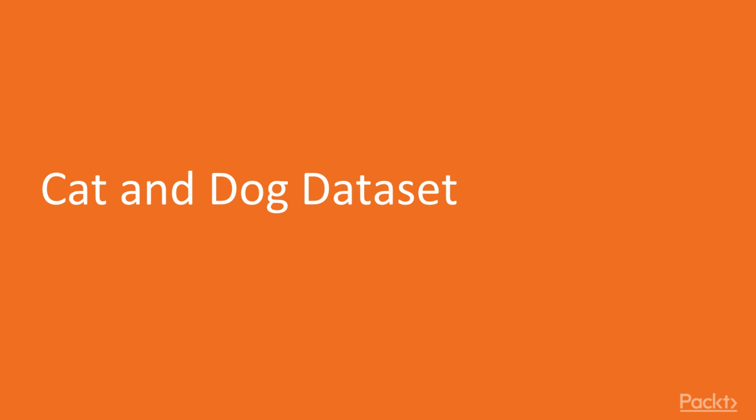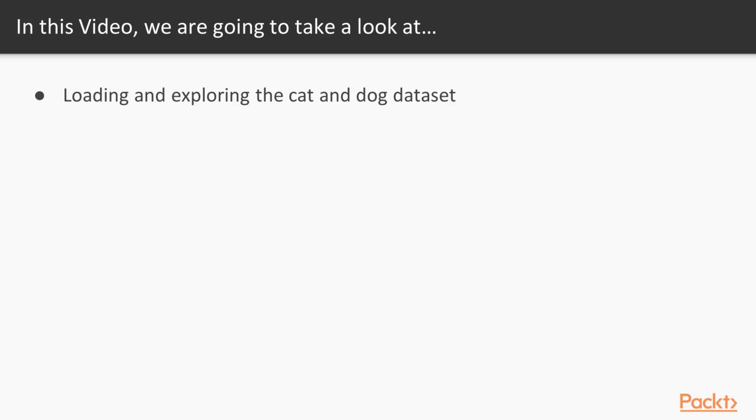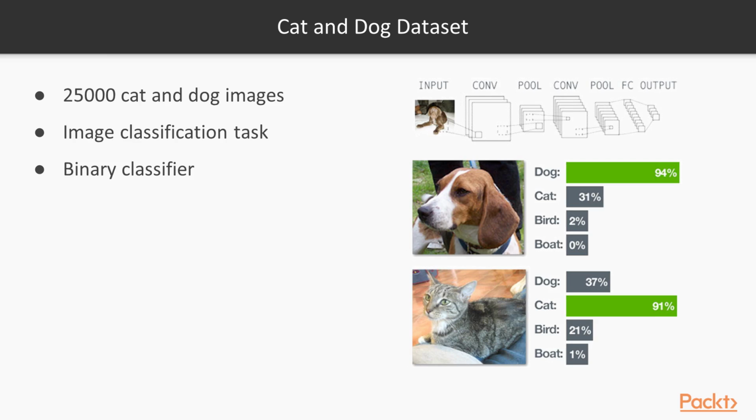We're going to cover the cat and dog dataset. This is a computer vision dataset used for image recognition. This dataset is composed of 25,000 images of cats and dogs. This is a type of image classification task in which we'll need to train a binary classifier that will be able to differentiate between an image of a dog and an image of a cat.